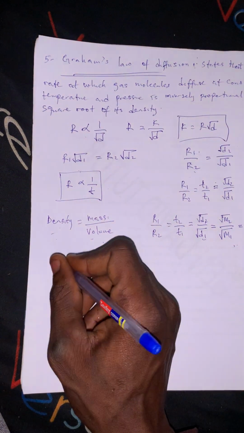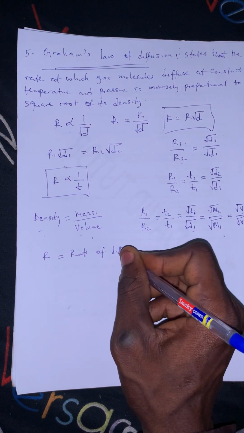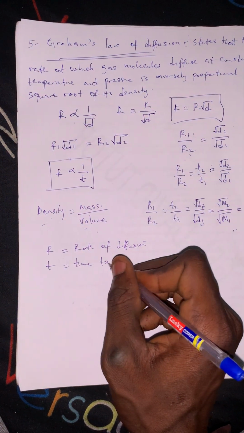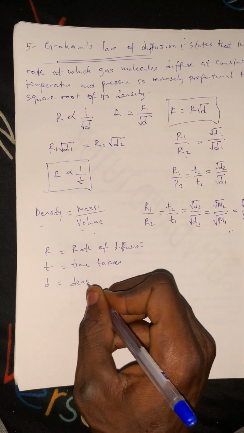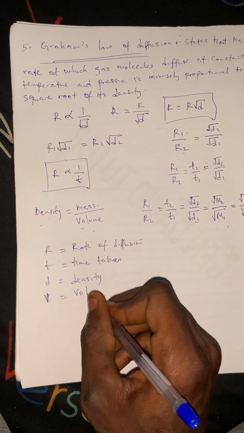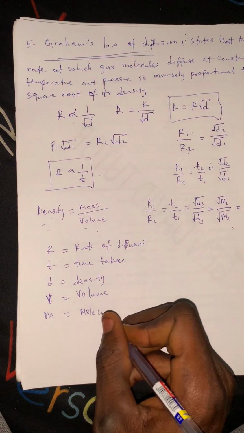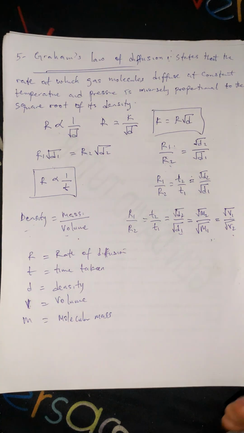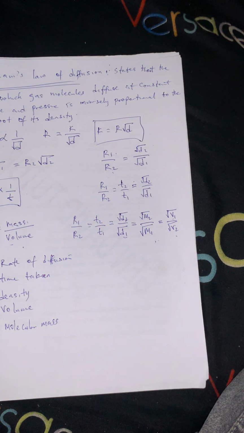So that's it. Therefore, let's denote this. We have r to be rate of diffusion. We have t to be time taken. We have d to be density. We have v to be volume. We have m to be molecular mass. That's all. So these are the formulas under Graham's law of diffusion.